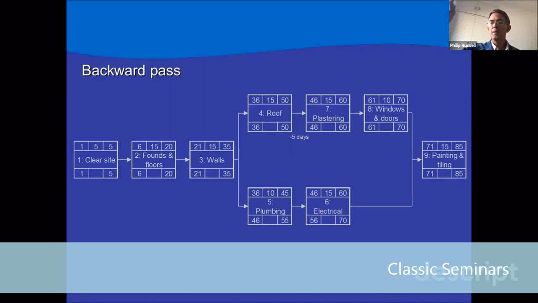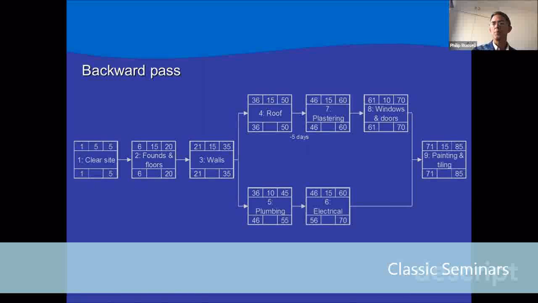Right, with the backward pass, what we do is we take the early finish at the top of activity 9, the number 85, and we copy that down to the late finish of activity 9, painting and tiling. So we now have a late finish of 85. We're now going to calculate in reverse to get the late start. To get the late start, we say late finish minus 15 plus 1. So 85 minus 15 gives us 70 plus 1 gives us the late start of 71. We now have 71 to calculate the late finish for both activity 8 and activity 6. We take 71 and subtract 1, so we now have 70 as the late finish for both windows and doors and electrical.